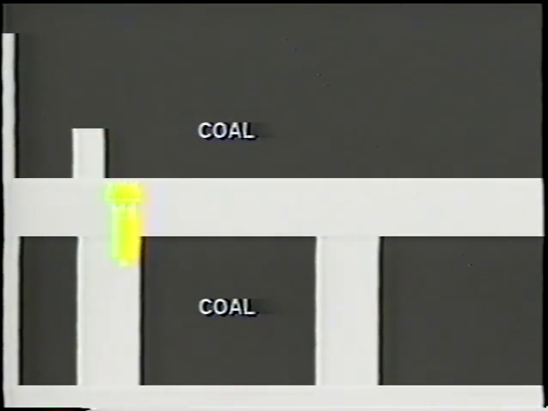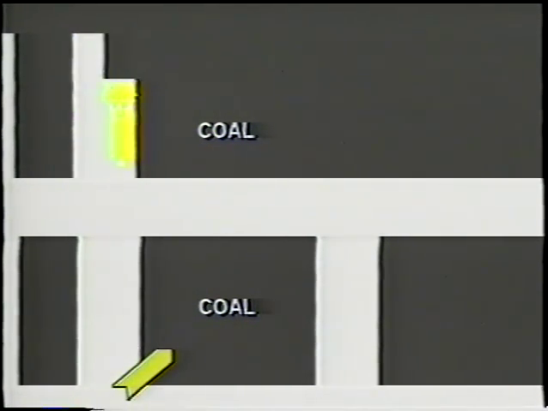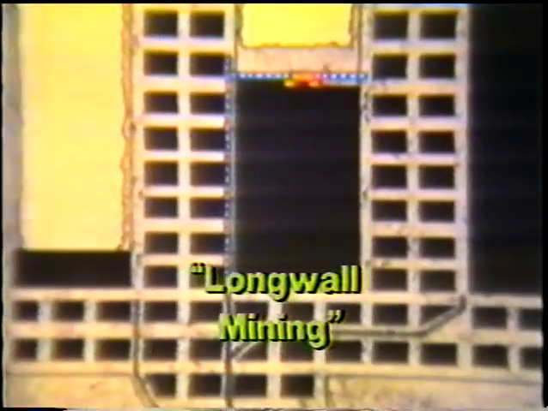This process is repeated in several rooms, which are joined together as the mining continues. Large blocks or pillars of coal are left for support. That's why it's called room and pillar mining. Another underground method is called longwall mining.